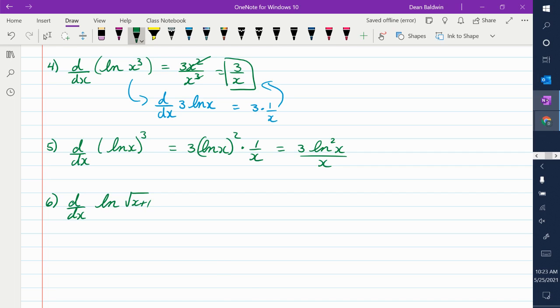Let's make it x squared plus 1. So the derivative of the natural log of the square root of x squared plus 1. Do we like square roots? No, we want exponents. So we're going to rewrite it.